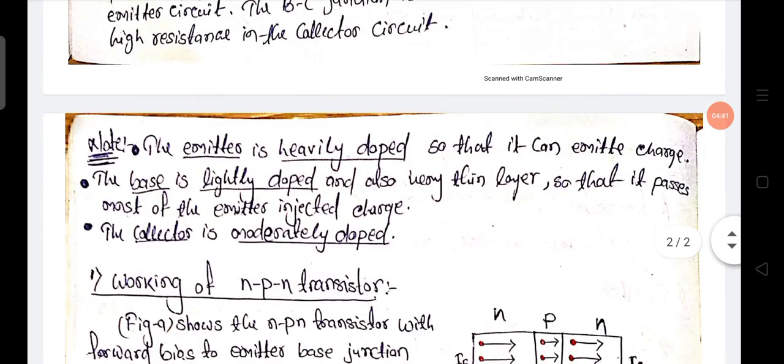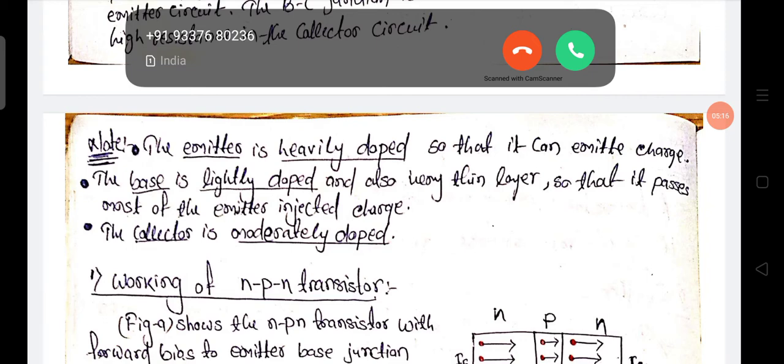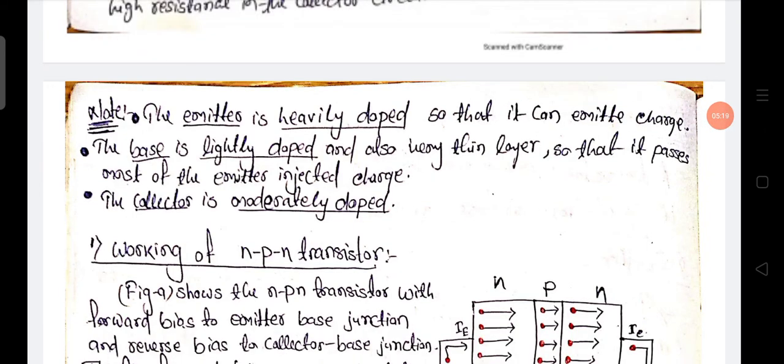One very important thing to remember is that the emitter is heavily doped. Heavily doped means a high amount of impurity is added to the emitter semiconductor. The base is lightly doped, and the collector is moderately doped. Remember this point: emitter is highly doped, base is lightly doped, and collector is moderately doped.